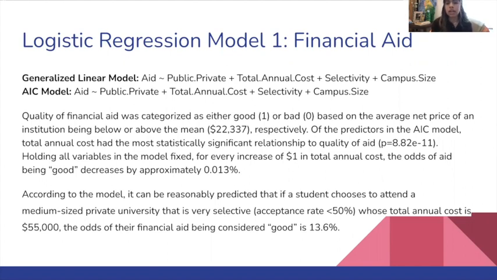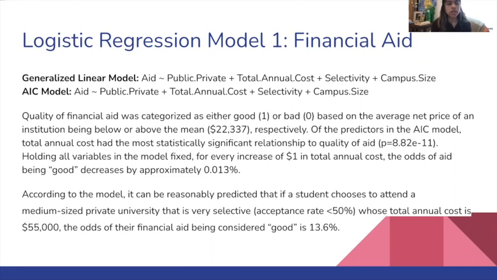$22,337. Of the predictors in the AIC model, total annual cost had the most statistically significant relationship to the quality of aid, with a p-value of 8.82 times 10 to the negative 11th power. Holding all variables in the model fixed, for every increase of $1 in total annual cost, the odds of aid being considered good decreases by approximately 0.013%.